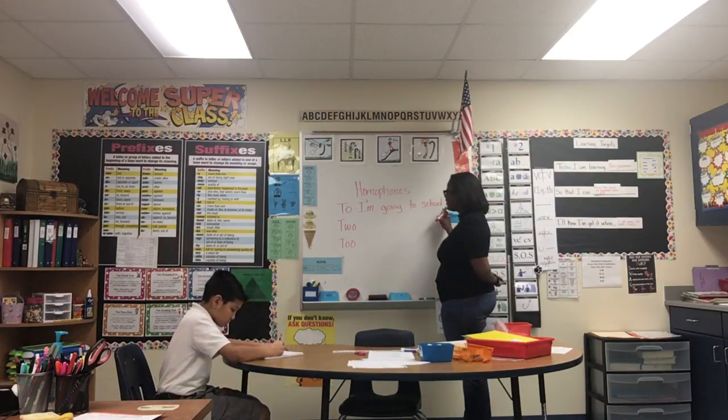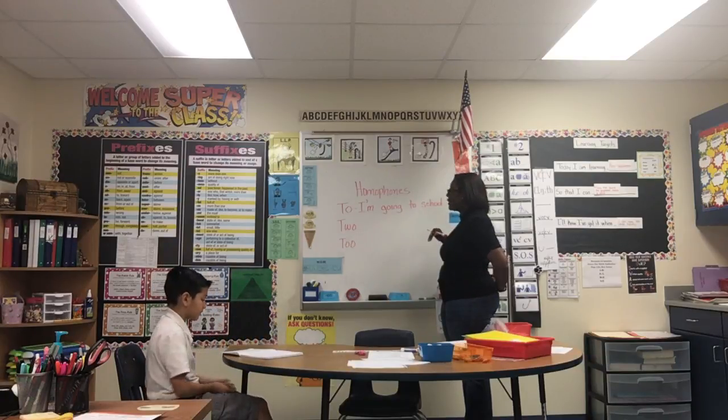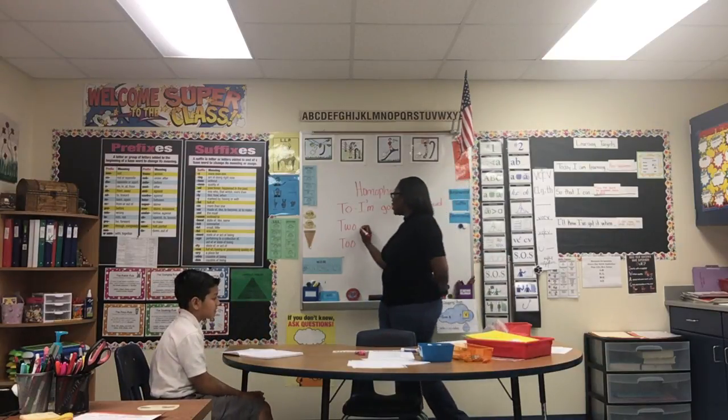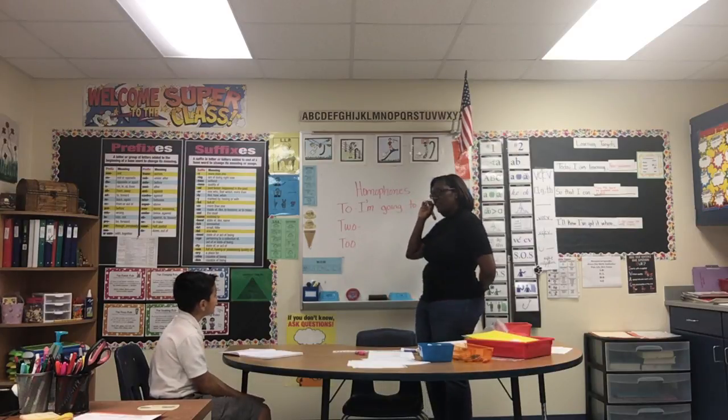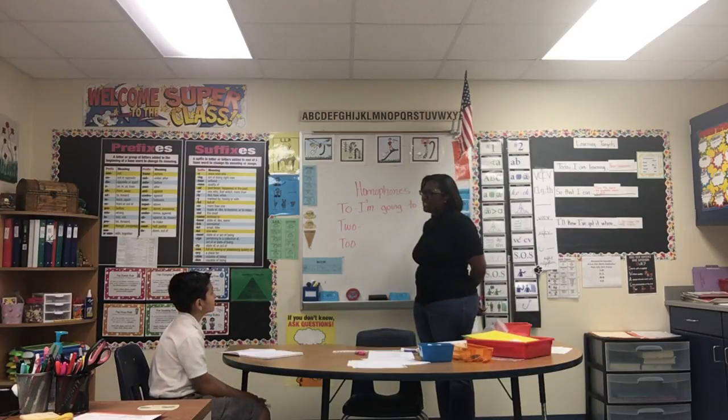And what do we need at the end of our sentence? Period. A period, punctuation. Very good. To. All right, your turn. Give me a sentence for the homophone TWO. First, tell me what does that one mean? A double. TWO.